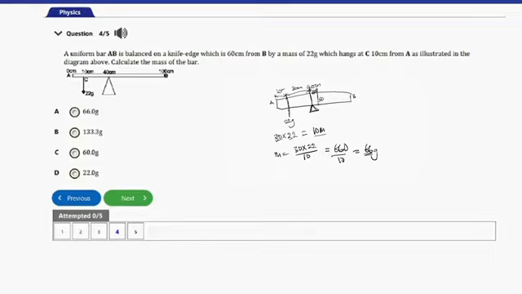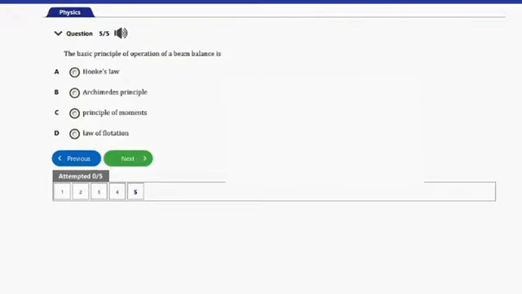So let's go ahead and consider the next and last question, guys. The last question here, question number 5, says the basic principle of operation of a beam balance is A. Hooke's law, B. Archimedes' principle, C. Principle of moments, D. Law of flotation. So guys, obviously the answer to this question is option C, and that's principle of moments.